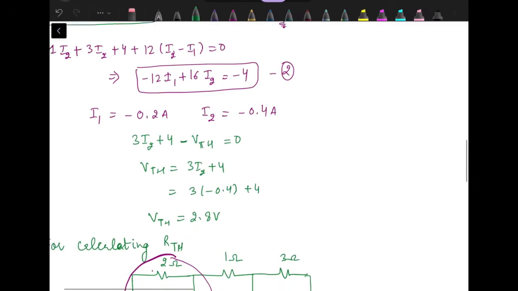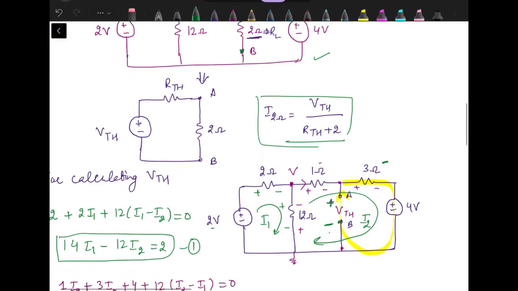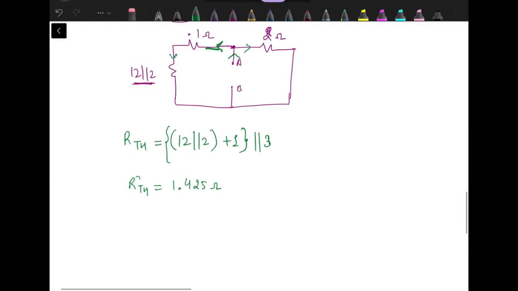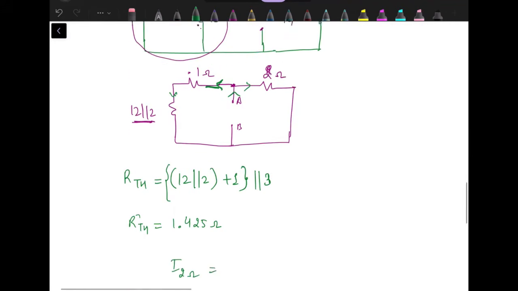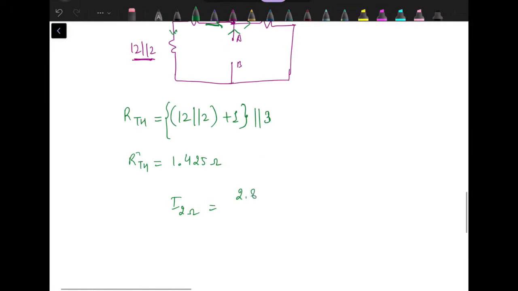We had already written the formula to calculate I2. I2 ohm is VTH, which is 2.8, upon RTH 1.425 plus 2, which will give us the answer of current through 2 ohm resistance as 0.818 ampere.